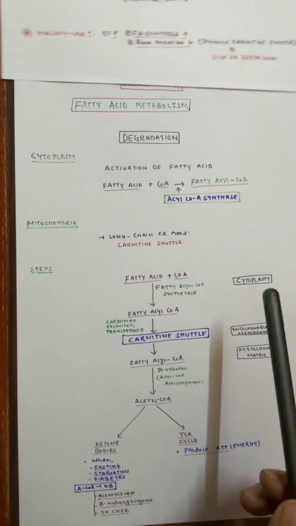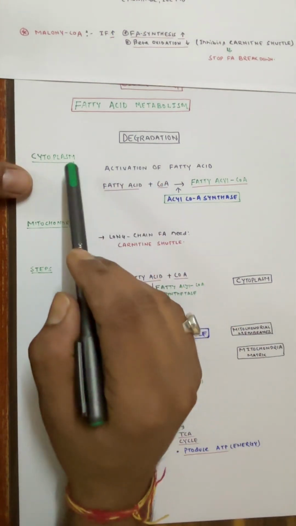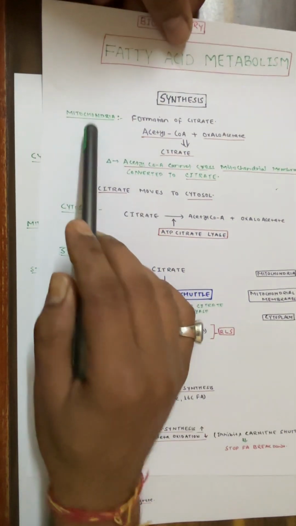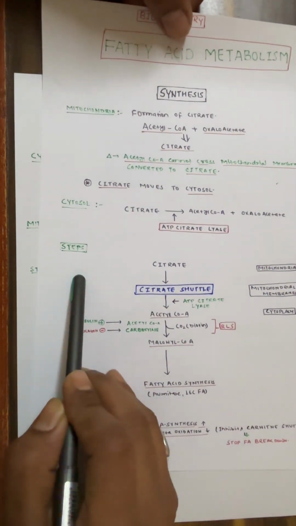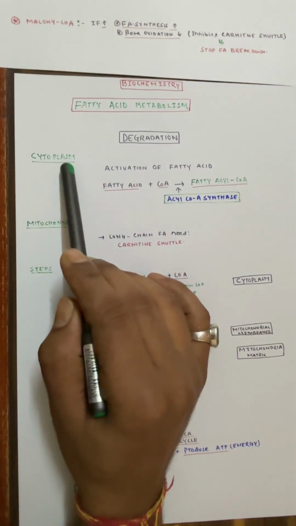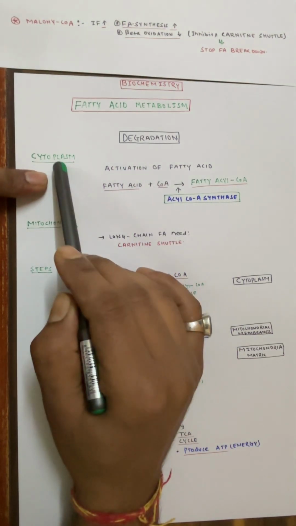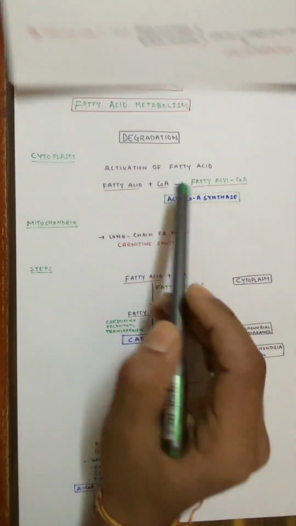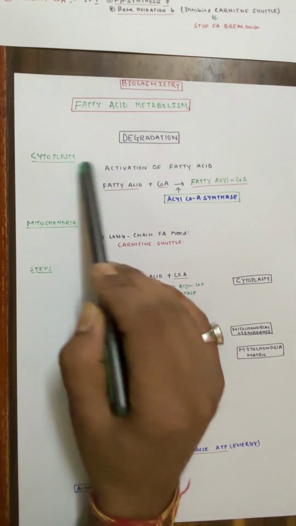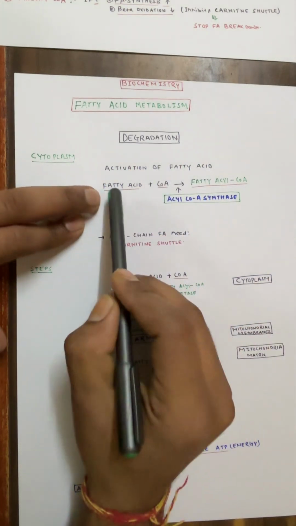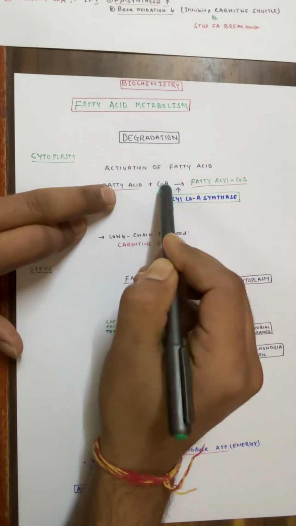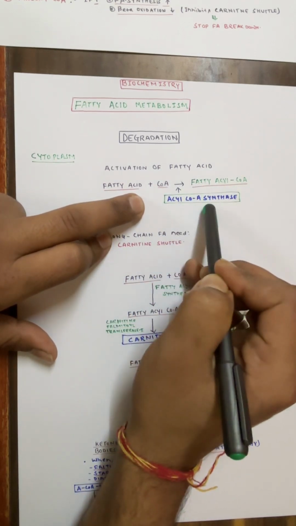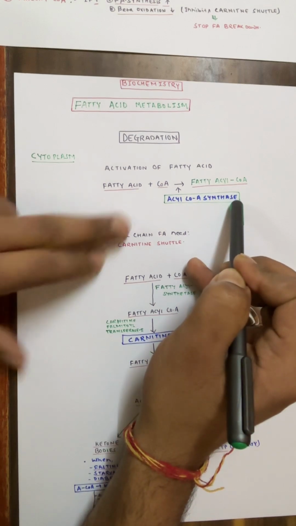Now we'll see the degradation part of fatty acid. Look, the synthesis part starts in the mitochondria and everything happens in the cytoplasm, but this degradation part starts in the cytoplasm. Suppose in the cytoplasm there is formation of fatty acid, so this fatty acid gets accumulated in the cytoplasm. Now in the cytoplasm, there will be activation of fatty acid first. The fatty acid will add coenzyme A and form fatty acyl coenzyme A. Over here the enzyme being used is acyl coenzyme A synthase.